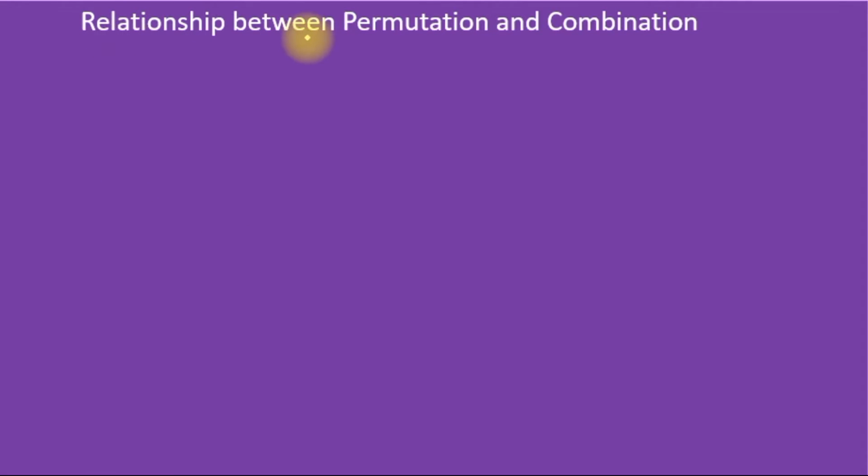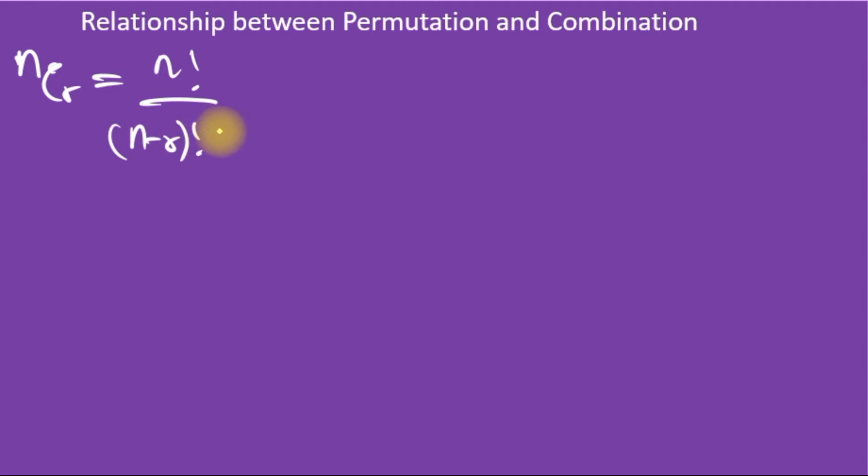So we are on relationship between permutation and combination. There is one formula that is very, very important. The formula relates permutation to combination. So you know that n combination r is always n factorial over n minus r factorial times r factorial.